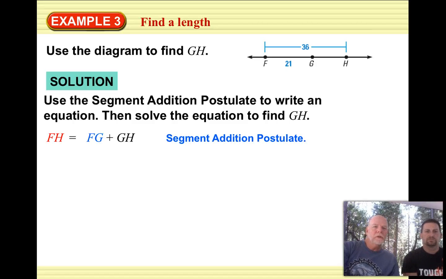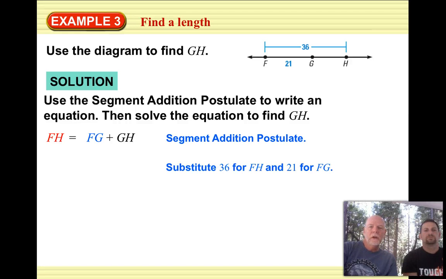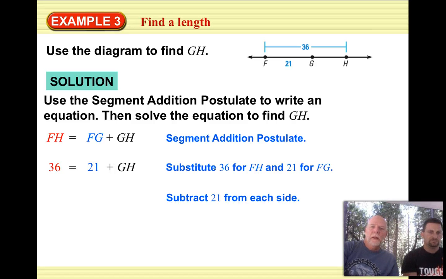And so using the segment addition postulate, we would say that FH, the whole thing, equals the two parts added together, FG plus GH, and then substitute in what we already know. So FH, the whole thing, is 36. Part of it is 21. We don't know the other part, so we could call it GH or we could call it X from algebra if that is more comfortable for you. And then we're just going to solve that equation in order to figure out what GH has to be. As we go through that and subtract 21 from both sides, GH has to be 15. Now some of you can just look at that diagram and say, well, if that whole thing is 36, part of it's 21, the other part has to be 15 in order to add those up.